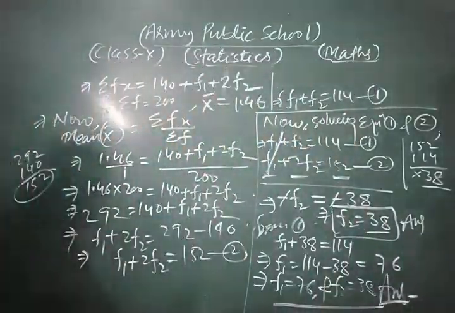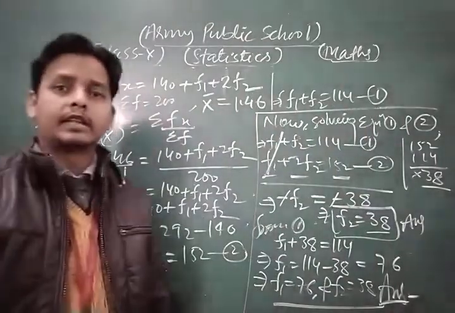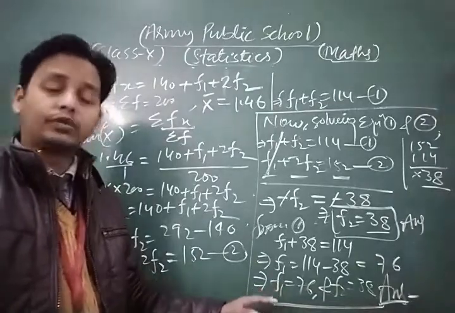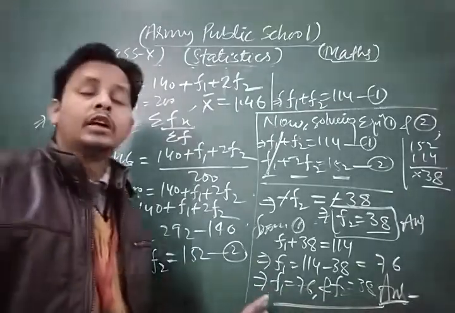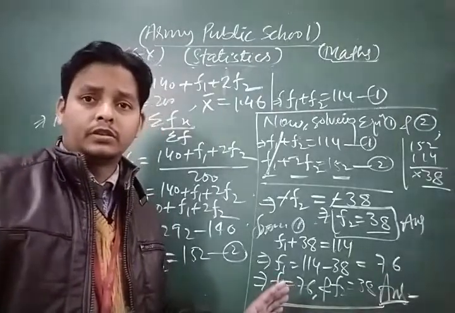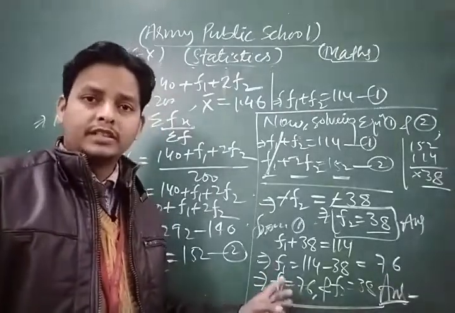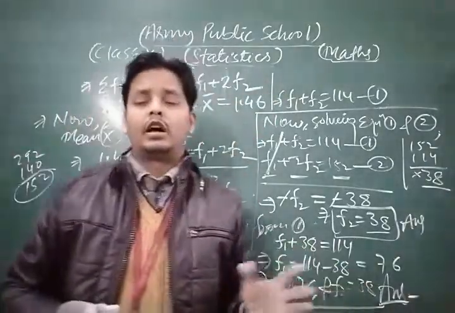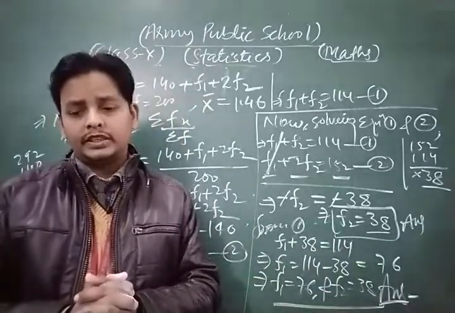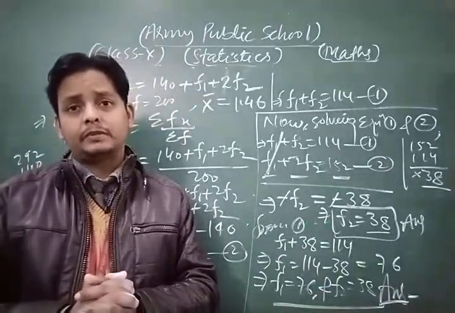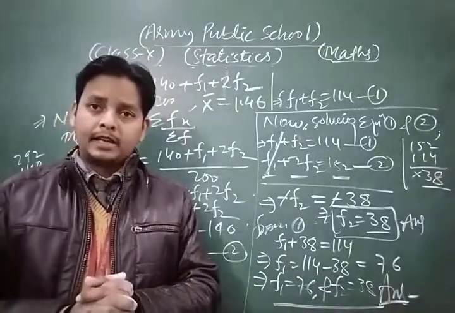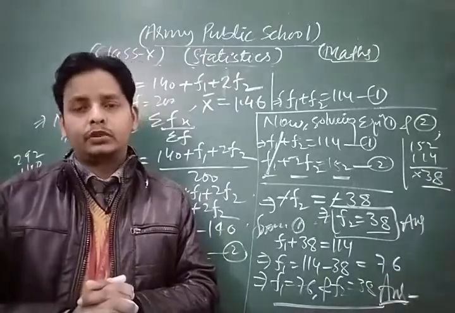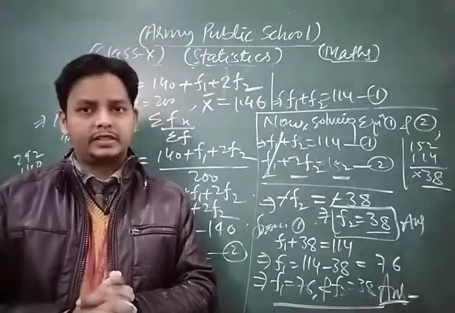So in this way, the missing frequencies are f1 is 76 and f2 is 38. Dear student, this is one of the most important questions of that chapter. So please do more and more practice of this type of questions. After that, you can solve every question of your NCERT exercise based on mean. In today's class, we took the concept of mean and used the direct formula to find the mean and the missing frequencies.